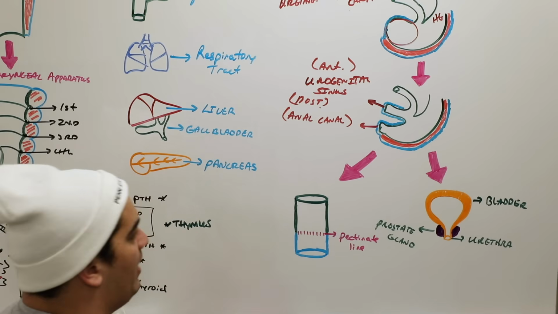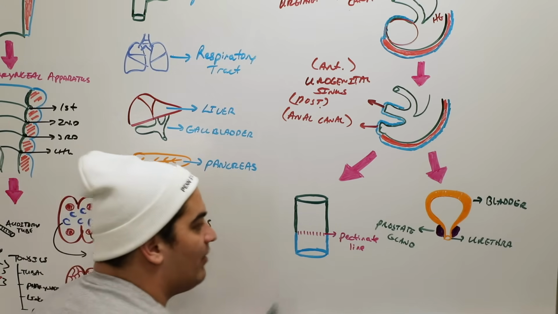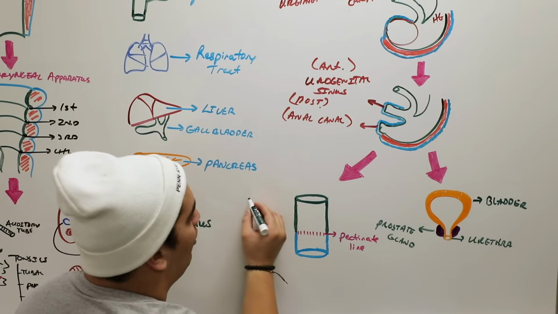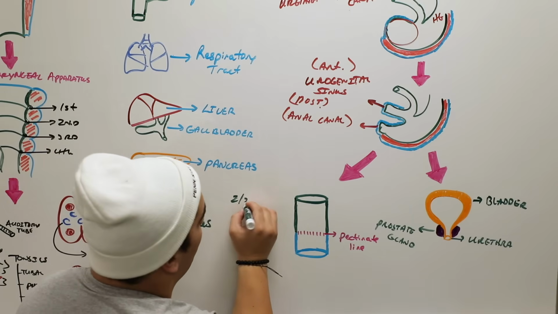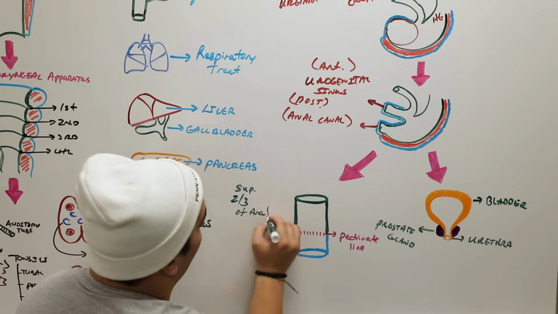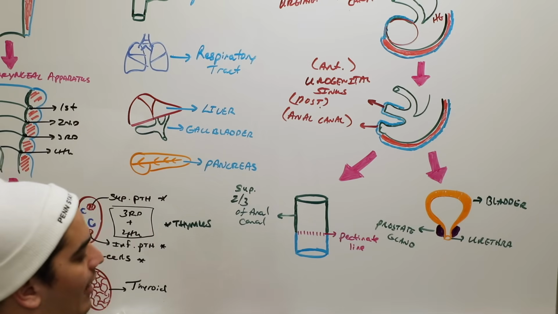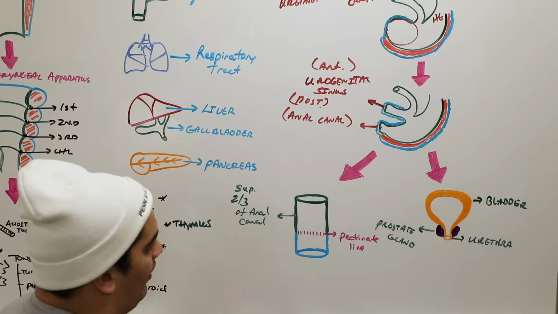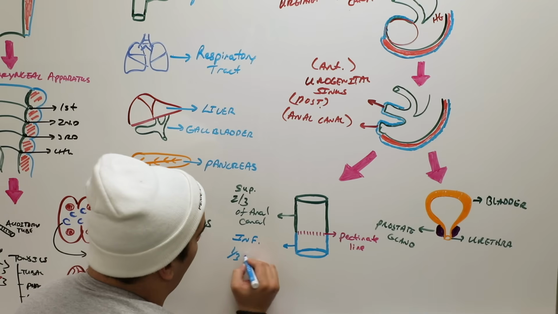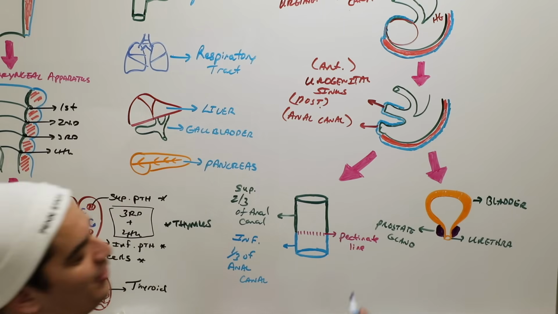So the ectoderm is going to be below the pectinate line, and the endoderm is going to be above the pectinate line. That is why I wanted to say something specific about the anal canal back there: the superior two-thirds of the anal canal is endoderm derived, and the inferior third of the anal canal is ectoderm derived.